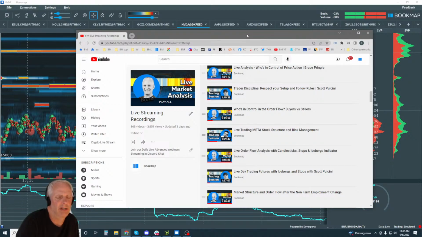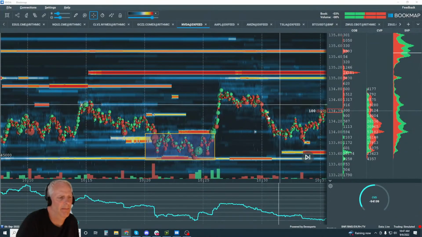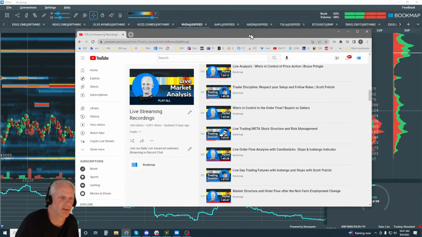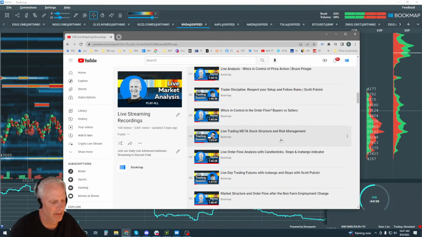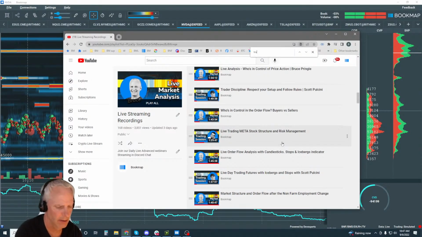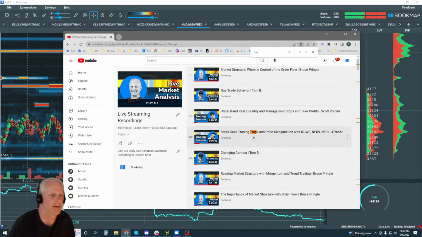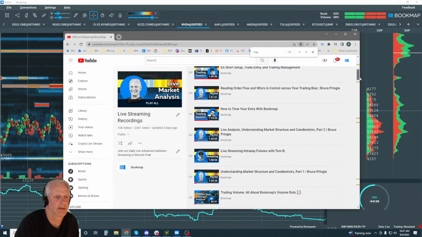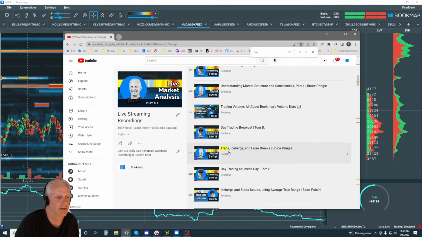The one I was looking for, oh, trapped traders. Look for the ones in here. Just do a quick search. So here we go. Here's one from JTrader on traps. Okay, here we go: traps, icebergs, false breakouts.